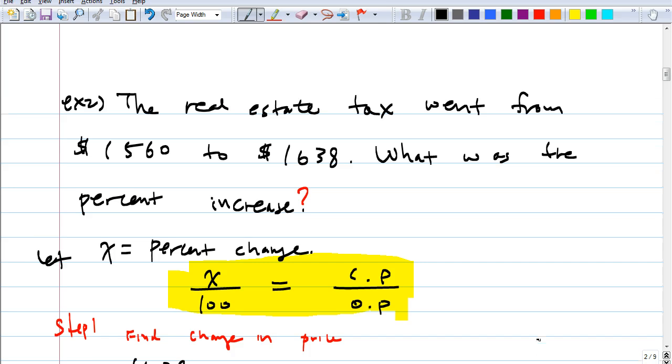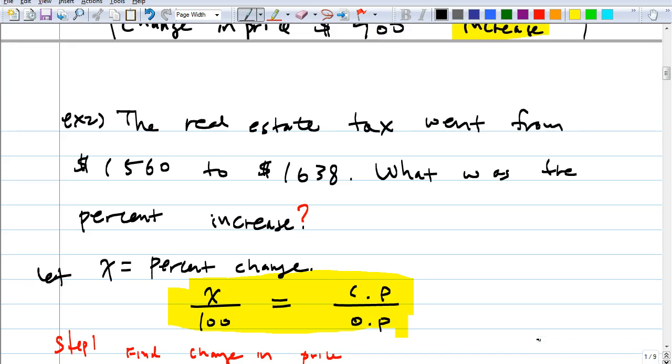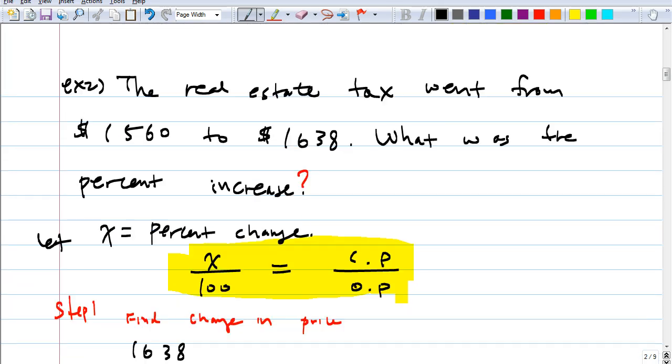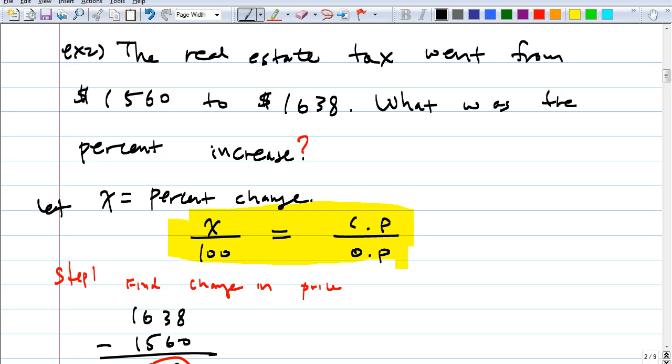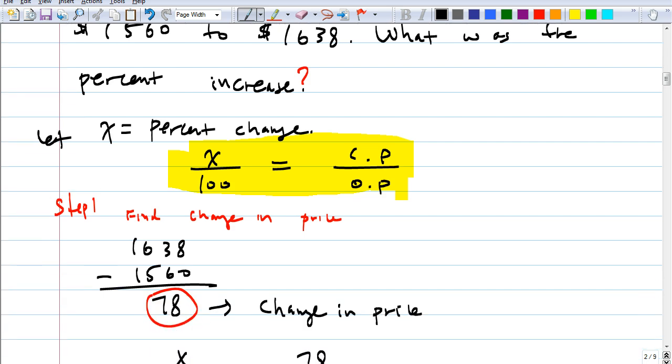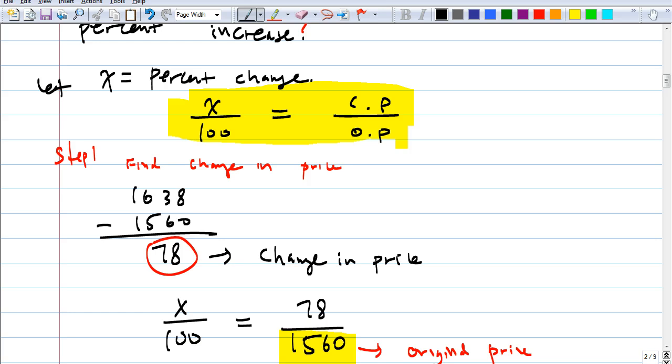The change in price is what, class? How do you find the change in price? Subtraction. You subtract 1638 minus 1560. That's my step one. You need to find the change in price. And so you get 78 over 1560 equals x over 100. Or like I said, you could just write it out. Instead of writing 78, you could write 1638 minus 1560, but that's 78. This time it's pretty simple.